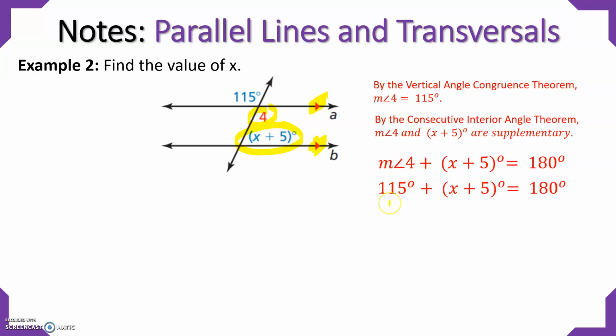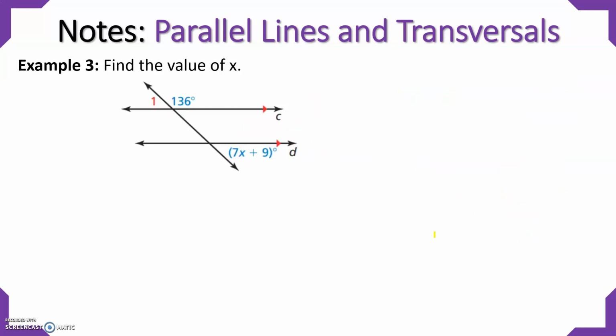So we have 115 degrees plus x plus 5 is 180. Combining like terms, we see 115 plus 5 is 120. We would like to solve for x, so we'll subtract 120 degrees. And we get that x is 60 degrees. All right, example 3. Find the value of x.